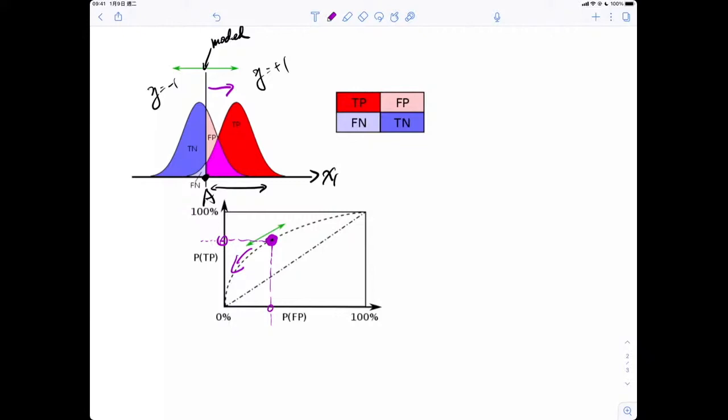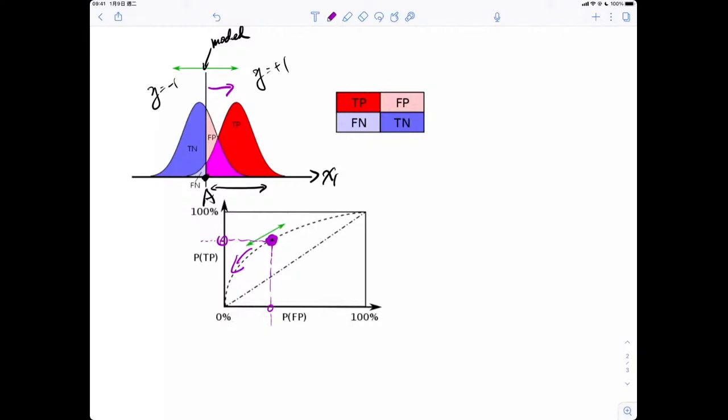True negative becomes larger. Your true negative becomes larger, which means your false positive becomes smaller. Okay? So if you move your model line from A to the right hand side, then on the ROC curve, your data point goes to the left bottom direction.